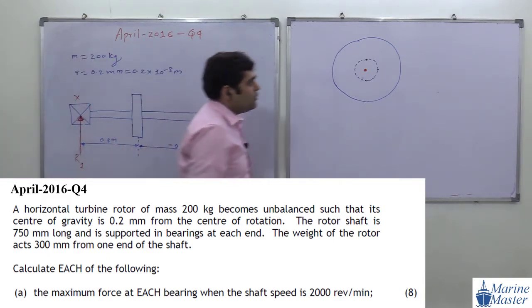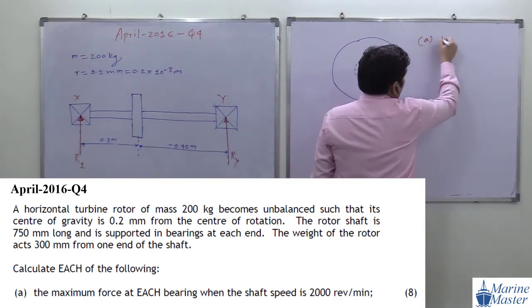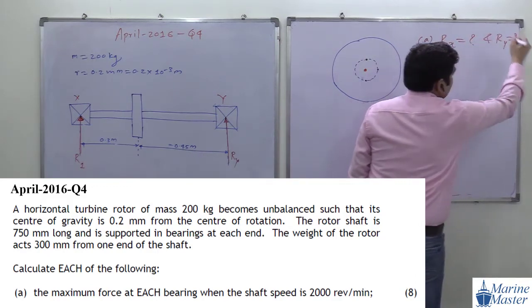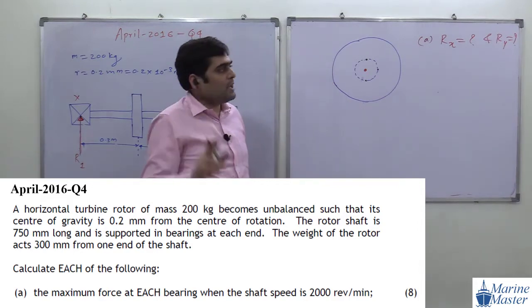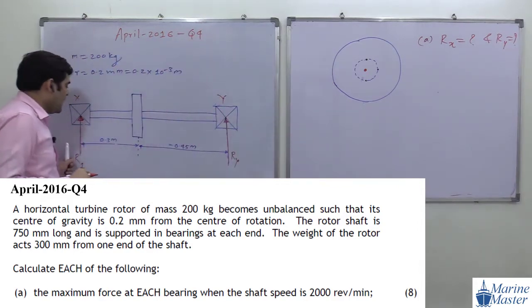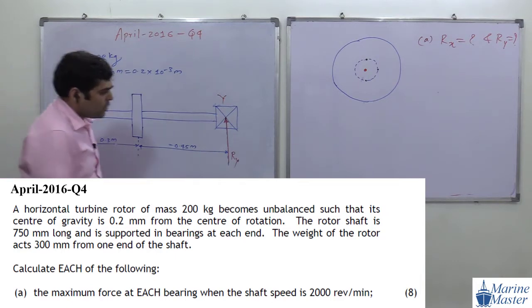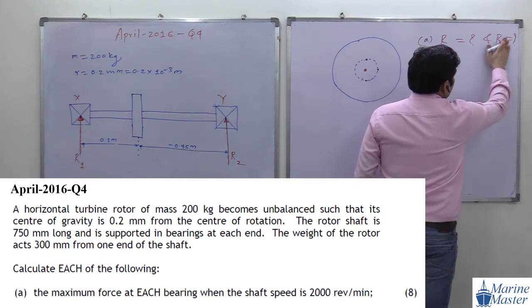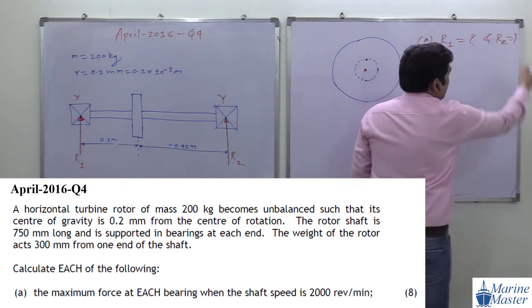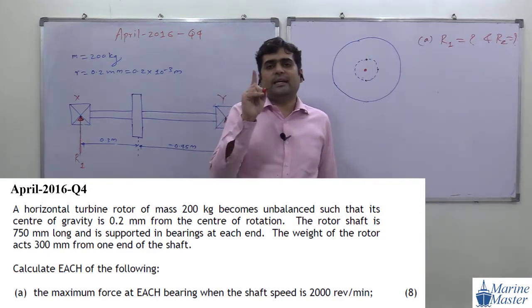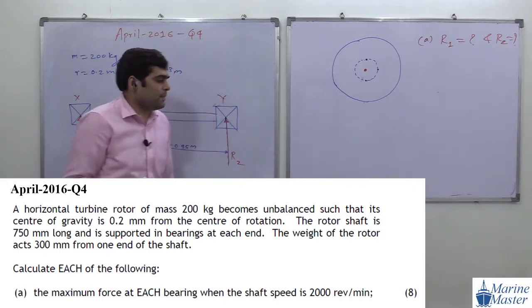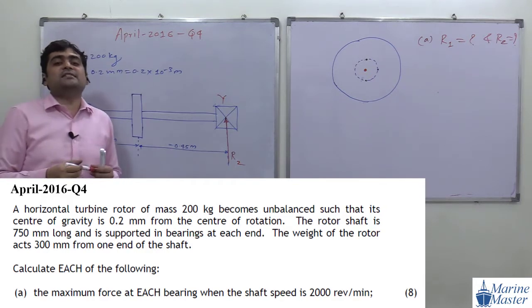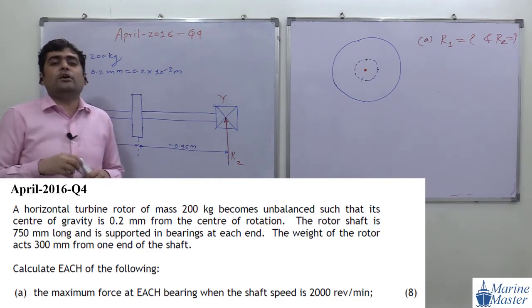So what is our target in part A? We have to find the maximum value of Rx and Ry. No, not Rx and Ry, we have given the names R1 and R2. So in part A, we have to find the maximum value of force at each bearing. And what is that force? The force created on each bearing.